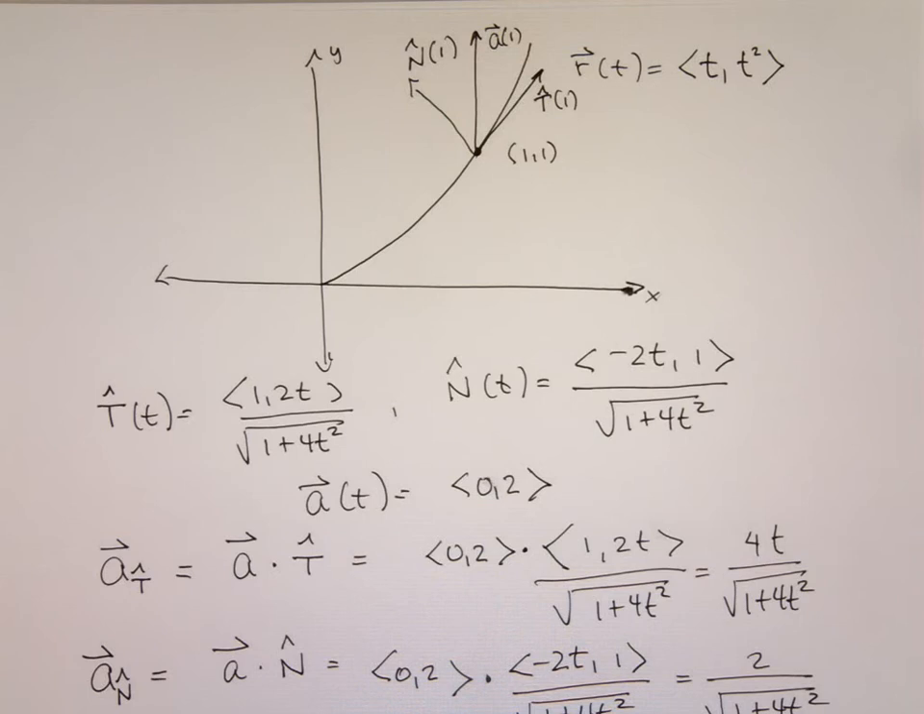And here's what I want to show, that if we take the square of the tangential component plus the square of the normal component, we get the square of the acceleration, the magnitude of acceleration. So let's do it.